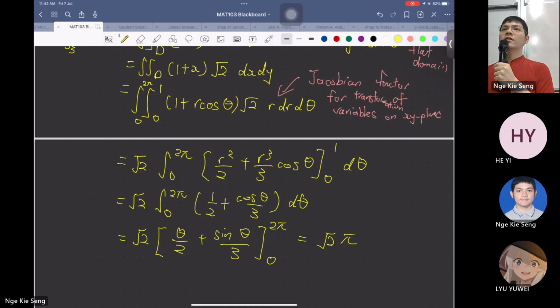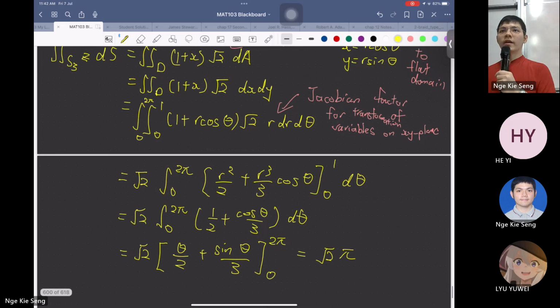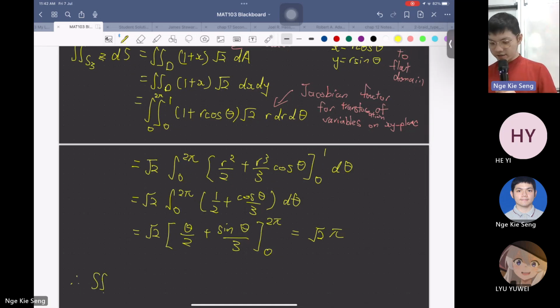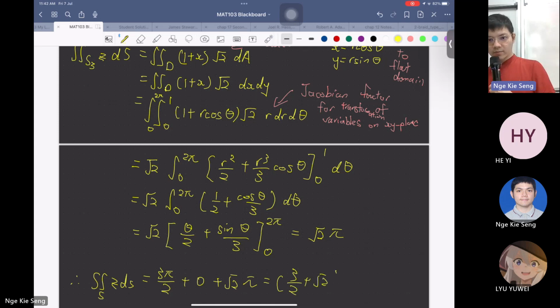Following? Okay. So we have computed the contribution from each of the three surfaces. The total contribution of the surface is just adding up the three numbers: 3 pi over 2 plus 0 plus square root 2 pi, which is 3 pi over 2 plus square root 2 pi.